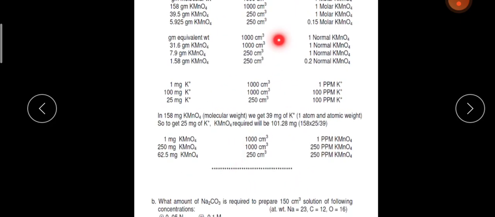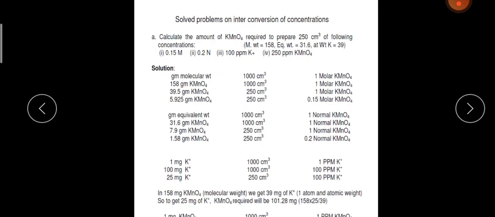Now there is another method to solve molarity, normality, ppm like this. See, calculate the amount of KMnO4 required to prepare 250 cm3 of the following concentrations. Molecular weight is given, equivalent weight is given, and atomic weight of potassium is also given. 0.15 molar, 0.2 normal, 100 ppm K+ and 250 ppm KMnO4. See this very well. Gram molecular weight in 1000 cm3 gives the molarity. Gram equivalent weight in 1000 cm3 gives the 1 normal KMnO4. That is a unique relation.